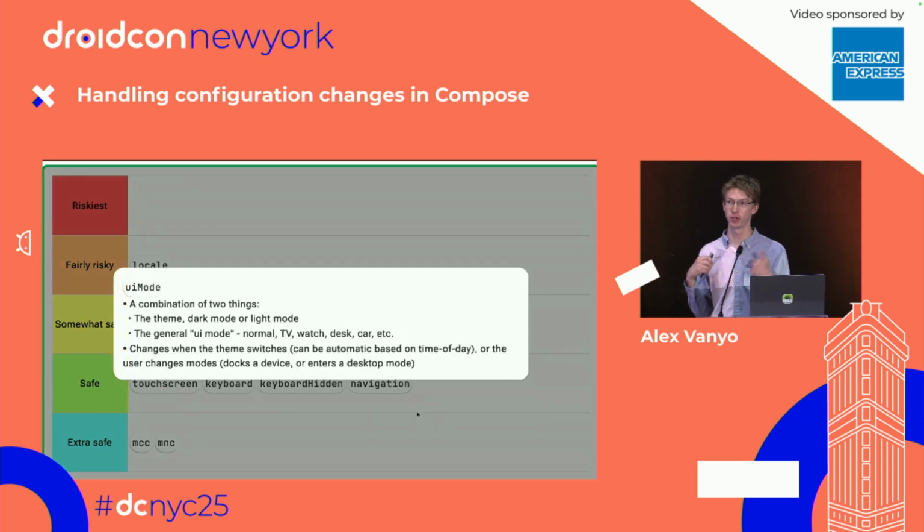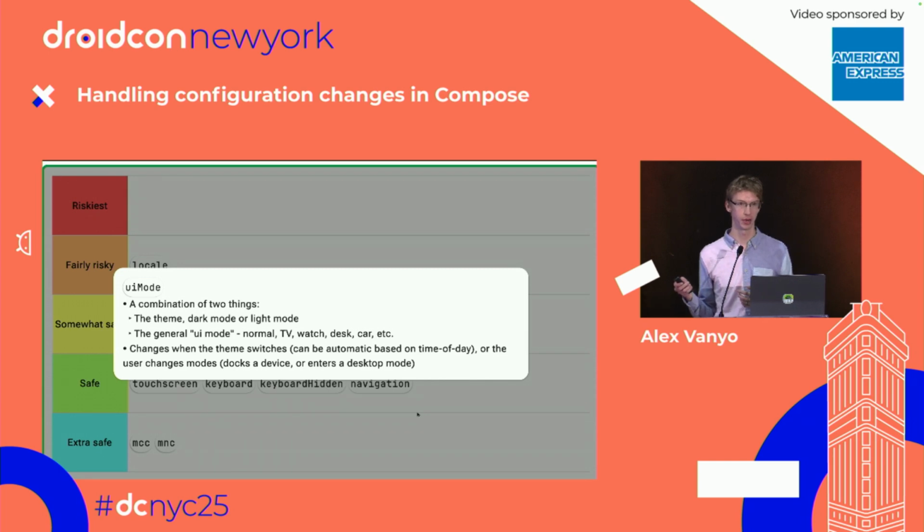Next, UI mode. This is a combination of two things, whether you're in dark mode or light mode, the theme, and then also a more general UI mode value. Things like normal, which is like phone, tablet, TV, watch, desk, car, and there's some more in there too. This will change when the theme switches, which can also be automatic based on some features, based on time of day, or if the user changes the mode. Docking a device, entering a desktop mode, this can change. These ones are kind of in the middle.